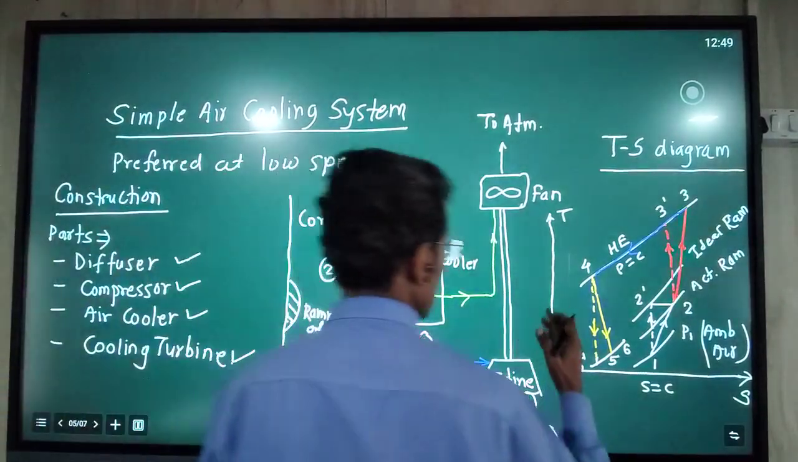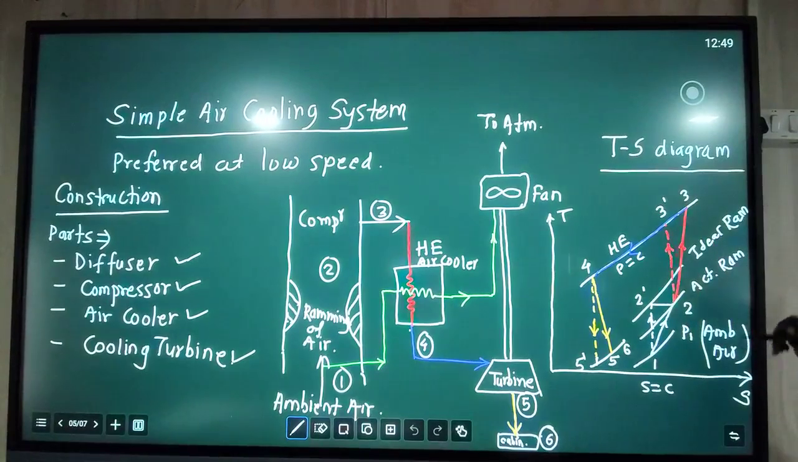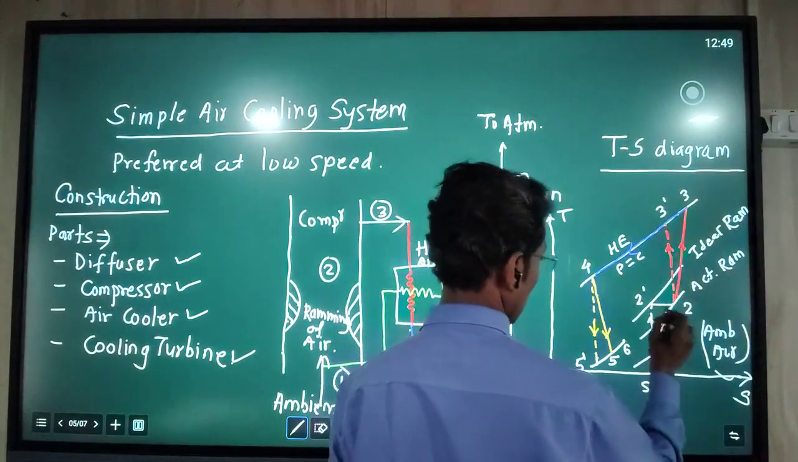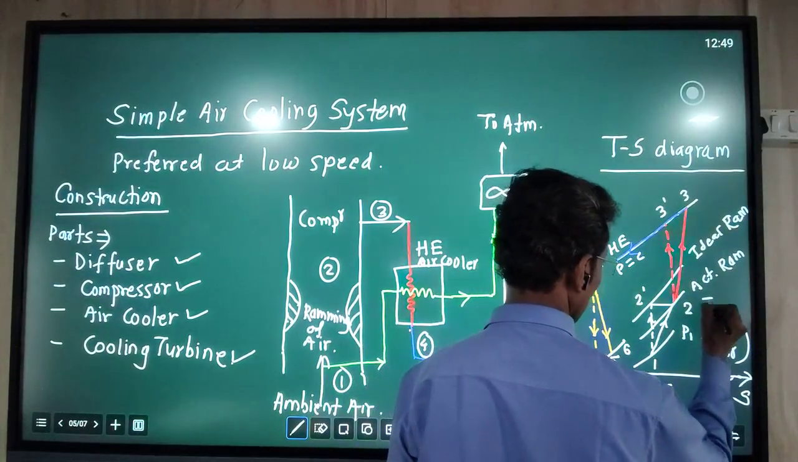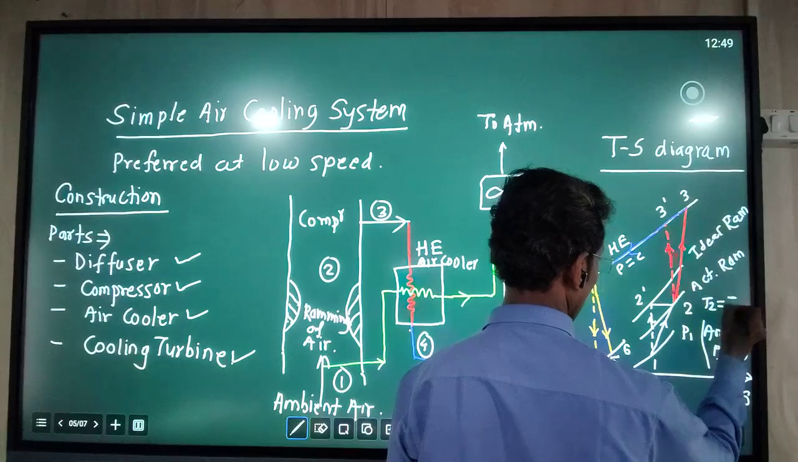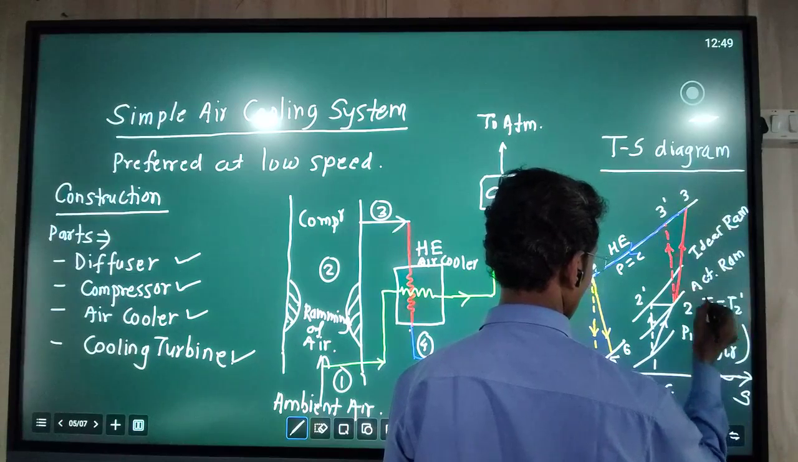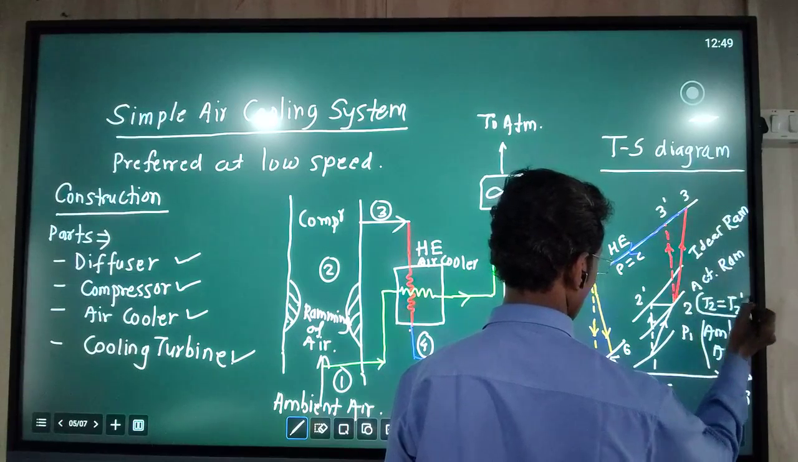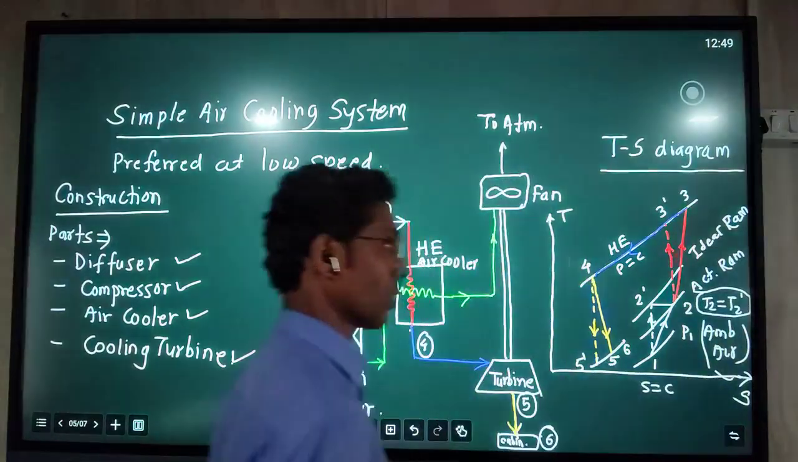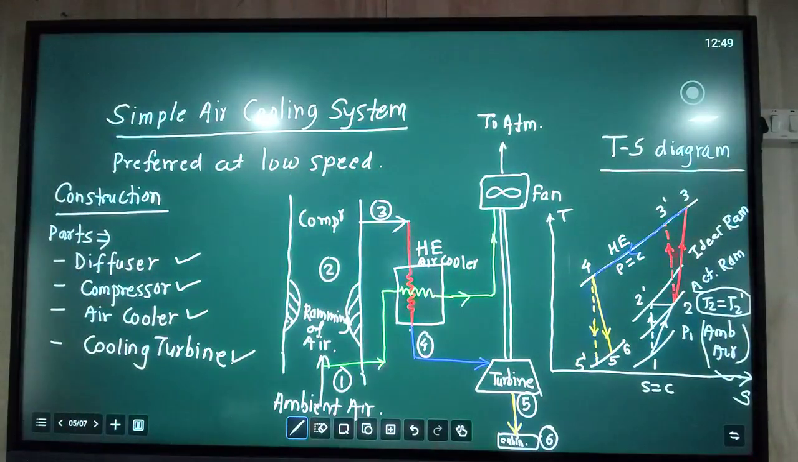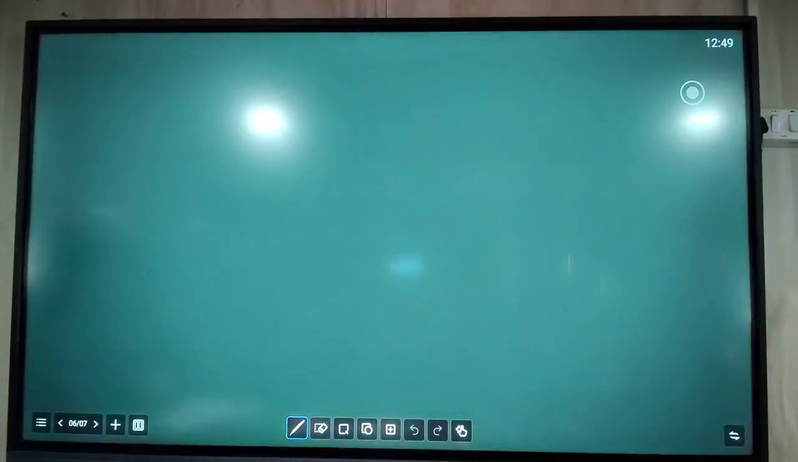So in the analysis, we will start from the ramming process. In the ramming process we see the points 2 dash and 2 are at the same temperature. That is why the temperature T2 and T2 dash are identical. To find T2 dash we have to use the equation used for the analysis.